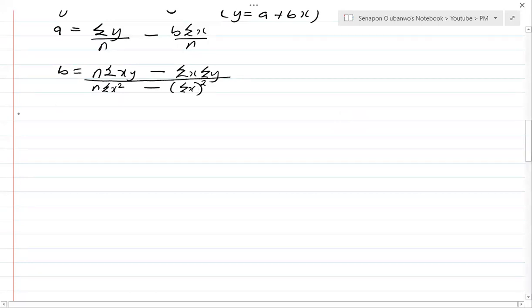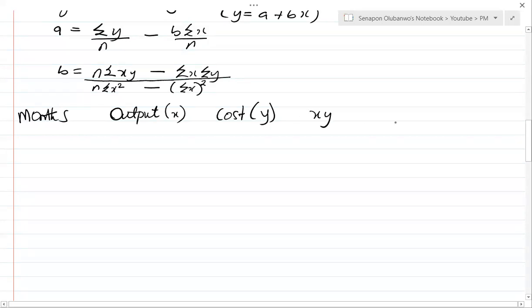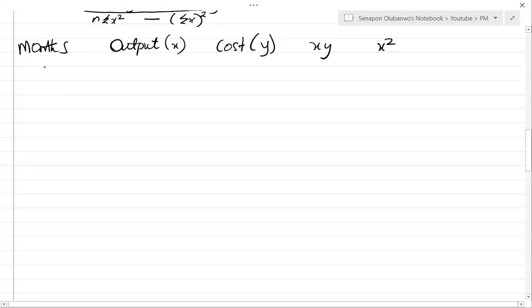We have months, and we have output, and this output will be our X. Then we have cost, and this cost will be our Y. We have XY, which will help us calculate summation XY, and we have X squared, which will help us calculate our summation X squared. Let's get the figures down. We have the months as January, February, March, April, May, and June.